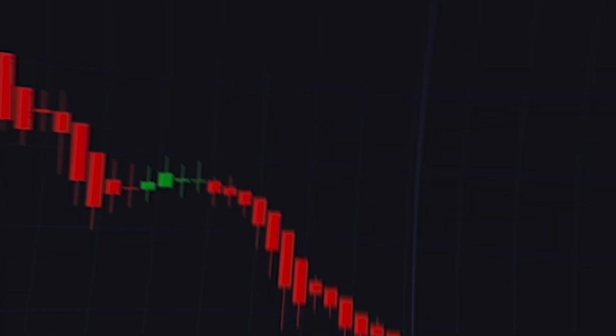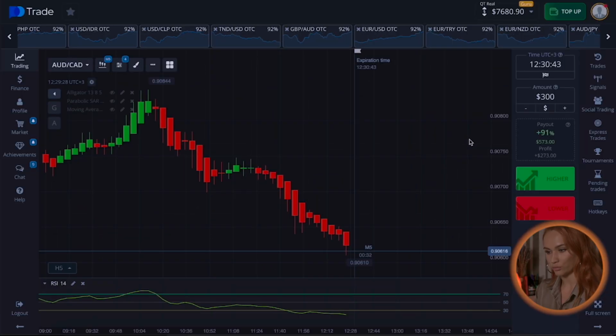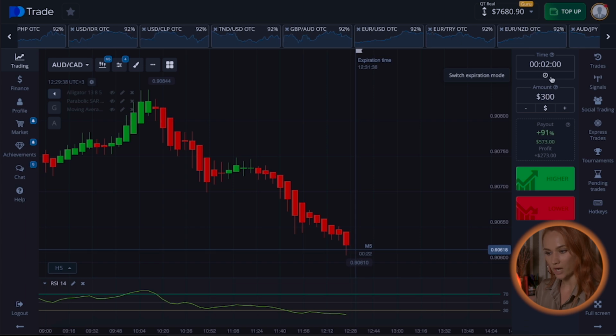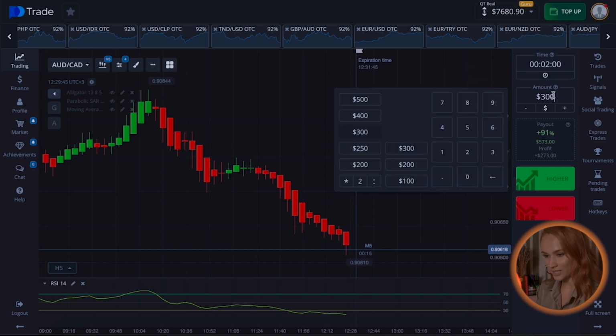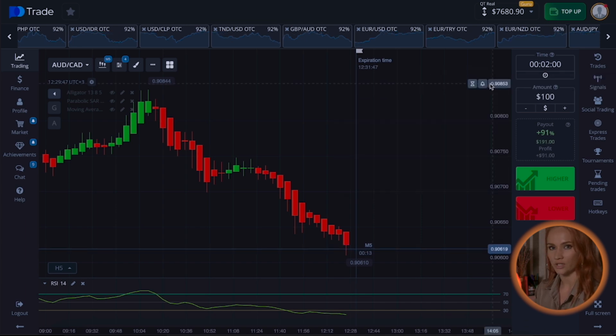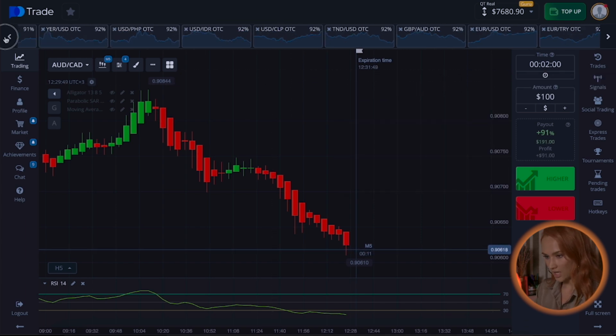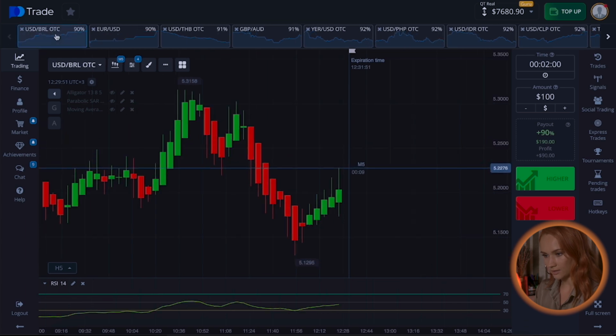So let's see in practice how the RSI indicator works. Today we went through a chart analysis where there was a bull trend, a downtrend, an uptrend, and a bear trend. Let me remind you that today we're going to make short deals, about 2 minutes long. So we'll start with $100 and let us analyze the first currency pair.